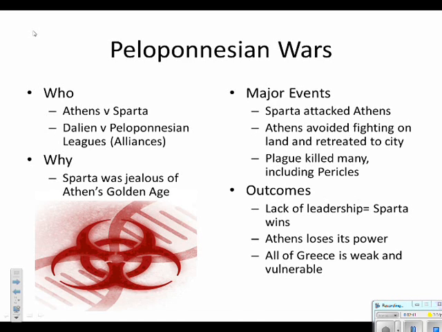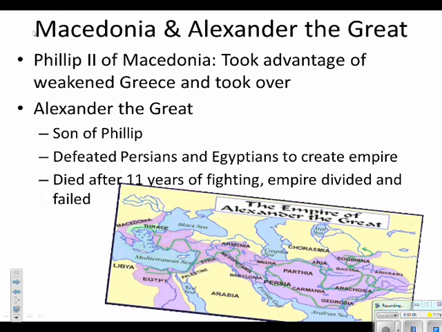This is going to lead Athens to lose power, but really it's going to leave all of Greece very, very weak and vulnerable. Why is that going to happen? Because it wasn't just Athens versus Sparta. All of Greece was fighting. They were weak. They also weren't paying attention to their borders. And who's going to take advantage of that? The Macedonians and Alexander the Great.